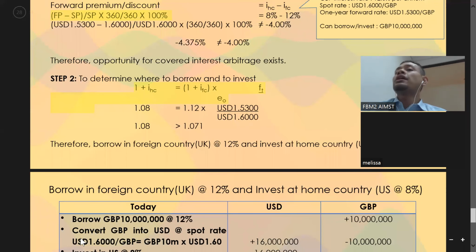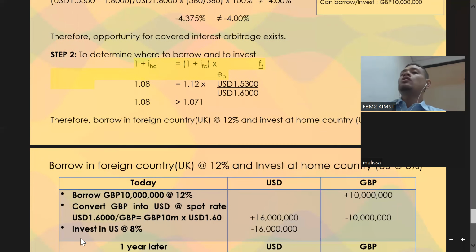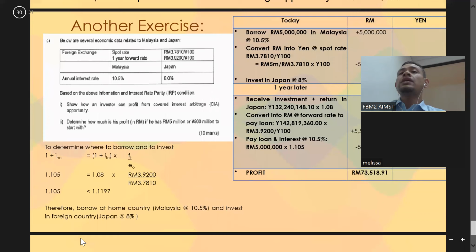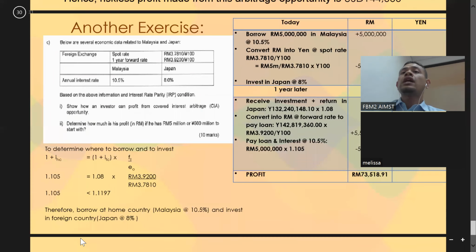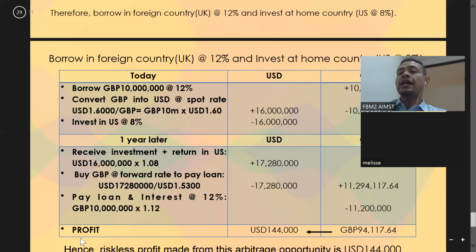Whichever is lower, you borrow. Whichever is higher, you invest. It's logical. If you want to borrow money, of course you want to borrow at a lower interest rate rather than a higher one. You can look inside the slide.